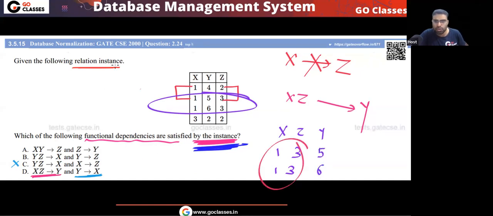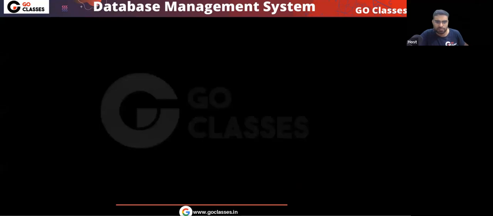So you can see in these two tuples, the XZ combination is the same, but the Y value is different. So what I can say is this is also not correct. So what is the final answer? The final answer is option B. Is this clear? The final answer is option B. So very simple point. Now let's move on.